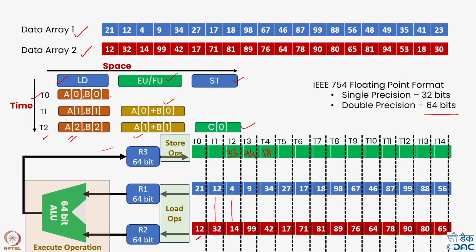So, the important point to note here is that the register size is 64 bit and each element is 64 bit. So, that means all the elements which are stored in the array are each of 64 bit.